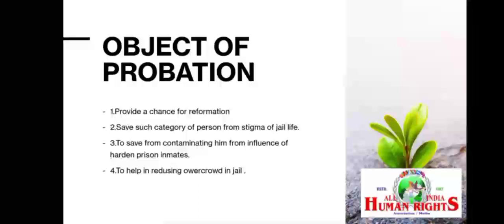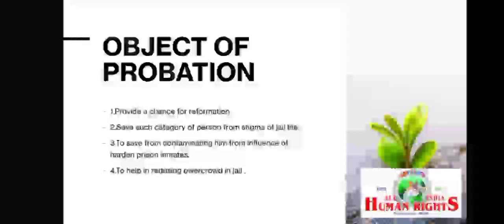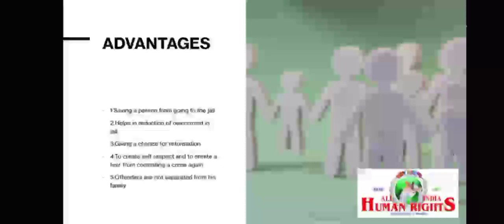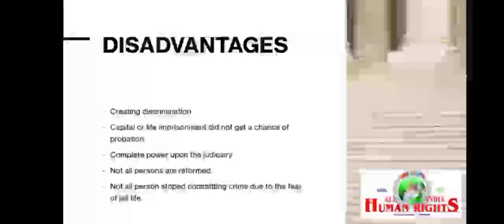The fourth one is to help reduce overcrowding in the jail. So it helps to reduce overcrowding in jail. Next are the advantages of probation. As I earlier stated, he is saved from going to jail. It helps to reduce overcrowding in jail. Also, probation is a chance for a person to reform. Next is to create self respect and a fear of committing a crime again. And the last advantage is that offenders are not separated from their family.